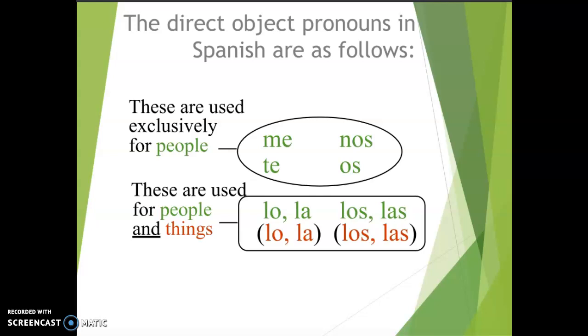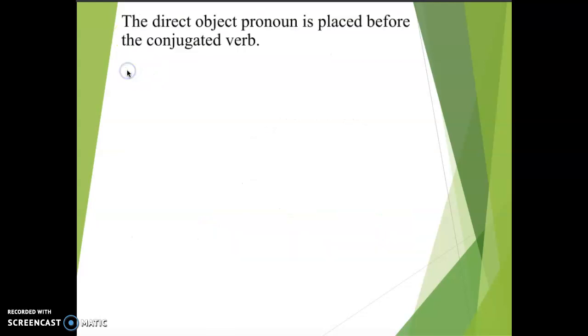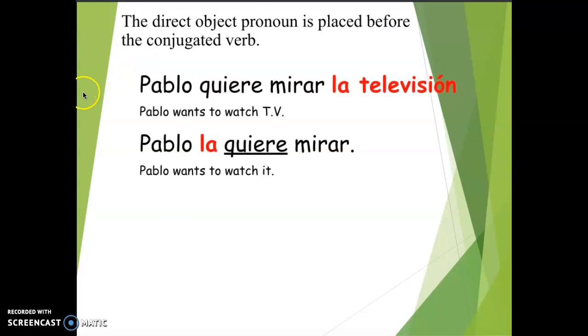Similar to reflexive pronouns that are used with reflexive verbs. And lo, la, los, las are used for people and also for things. Right, so now that we have learned which direct object pronouns we use in Spanish to replace the object, let's take a look at some examples.